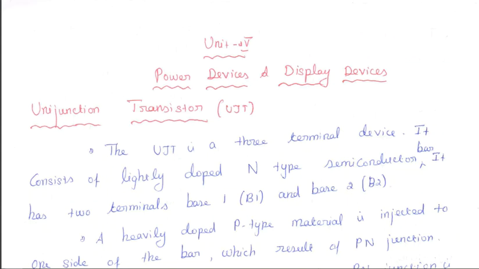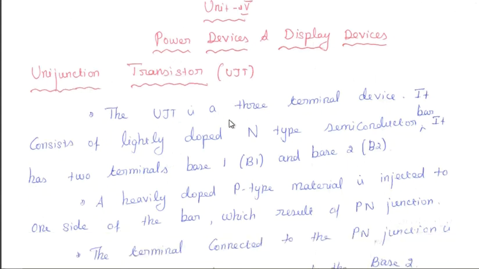Then we are going to discuss power devices. Firstly, we are going to discuss UJTs. The full form of UJT is Unijunction Transistor. UJT is a three-terminal device.